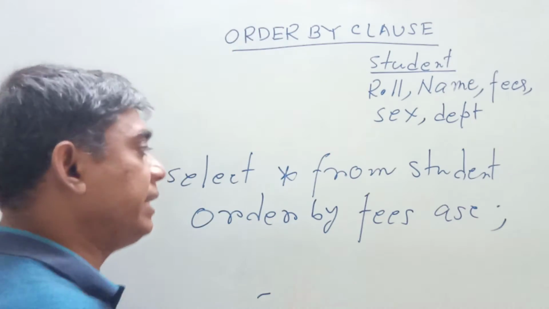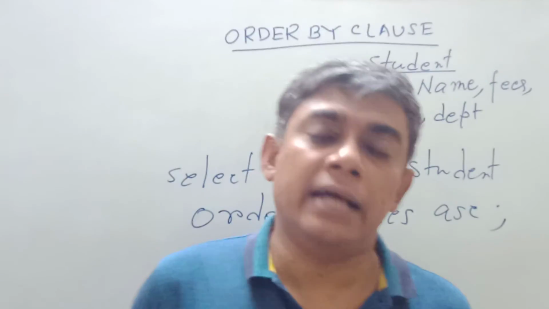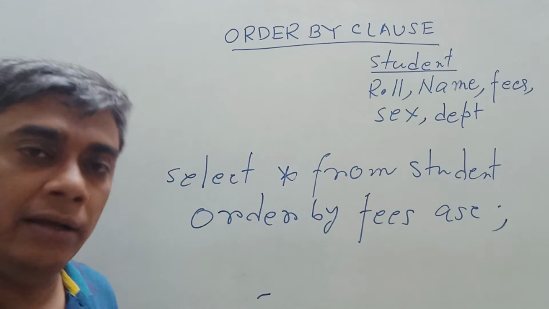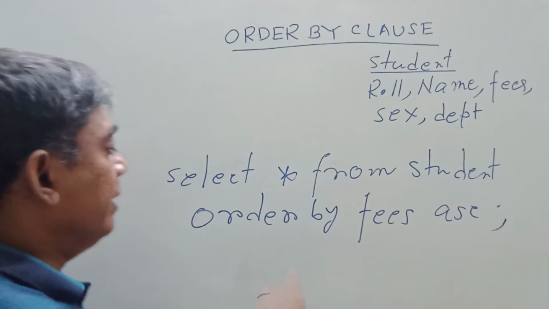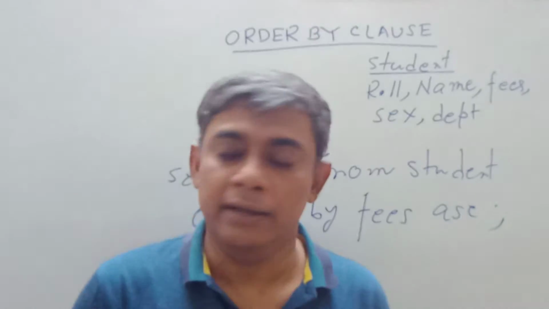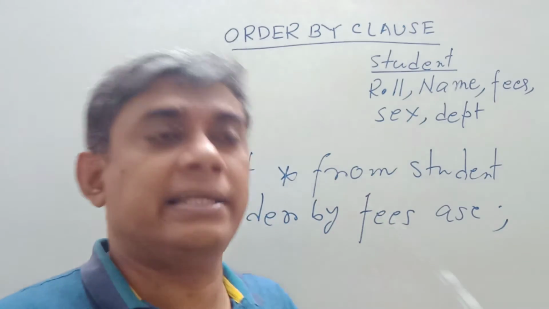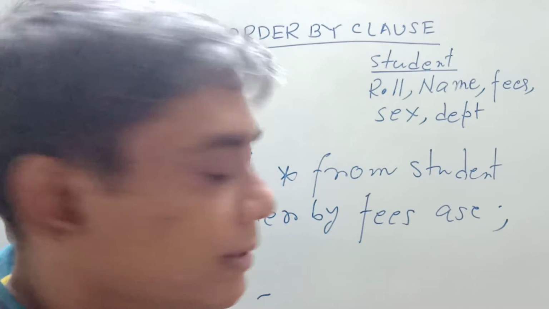So what is your question? We want to display the details for all the students in ascending order by their fees. So we write select star from student. It will display all the records. Then we write order by, the name of the column, fees. Then for ascending, we write ASC. So select star from student, order by fees, ASC. So it will display the details for all the students in ascending order by their fees.